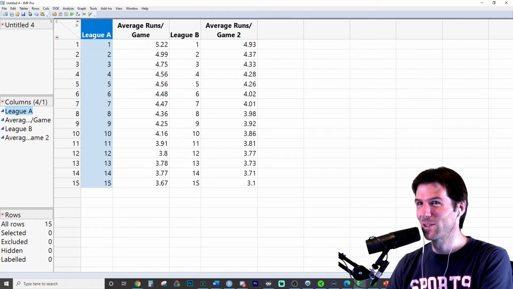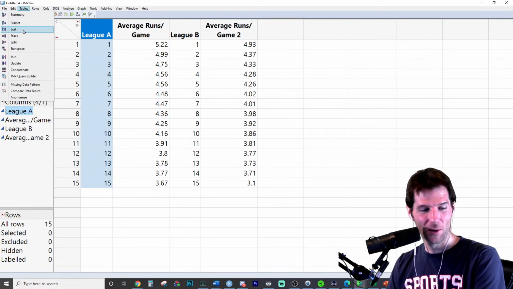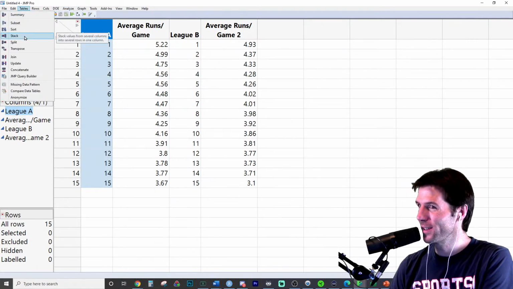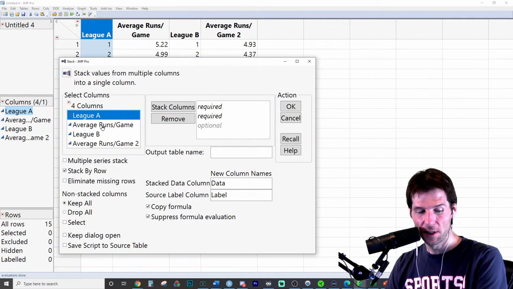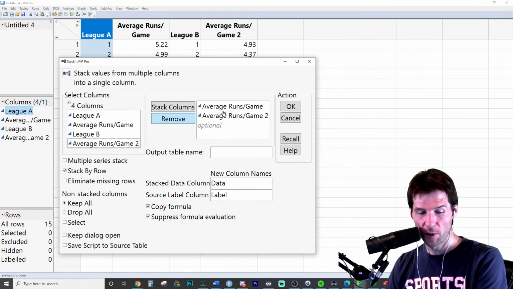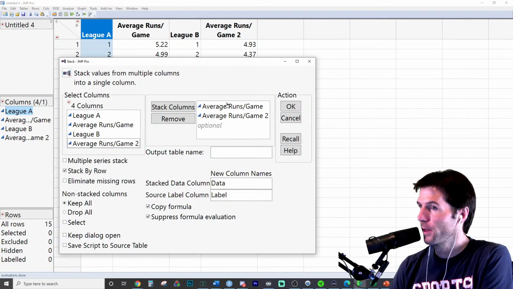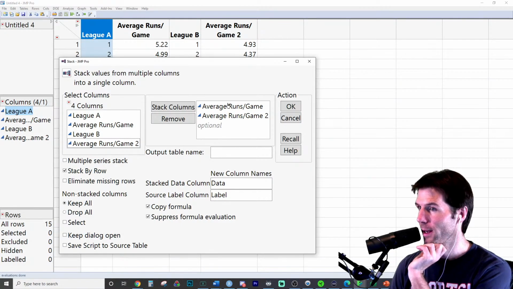Now we're going to go to Tables and then we're going to go to Stack. Once we go to Tables, Stack, we're going to double click average runs per game and average runs per game till they're both over here. Make sure you double click both of them and have them both right over here. This will stack both of them.